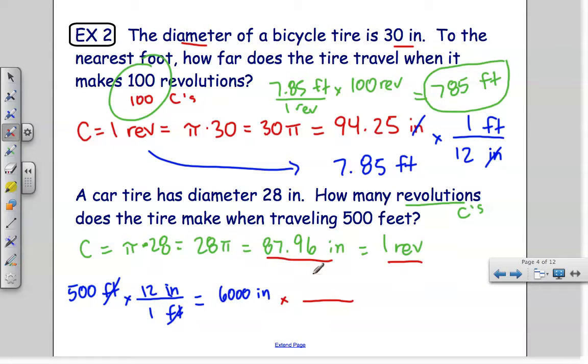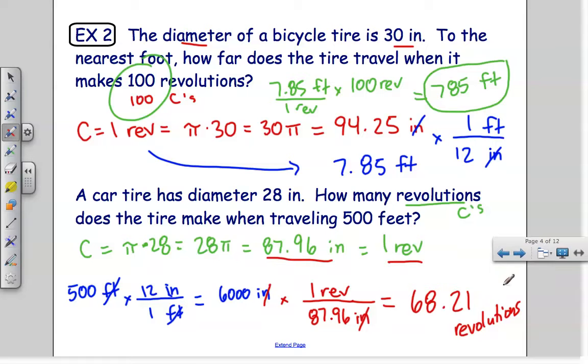6,000 inches. See how many revolutions I'm doing. Now I know that 1 revolution is the same as 87.96 inches, which is why I can multiply by that. And inches will cancel out for me. So I'm taking my 6,000, I'm dividing by the 87.96 inches that were in 1 revolution, and I'm ending up with 68.21 revolutions.